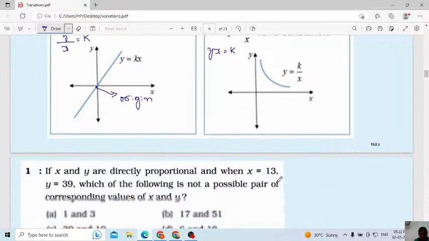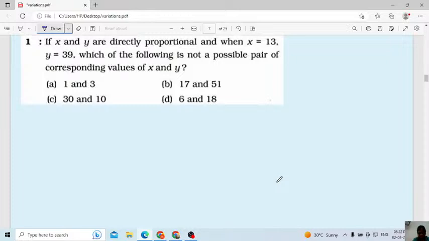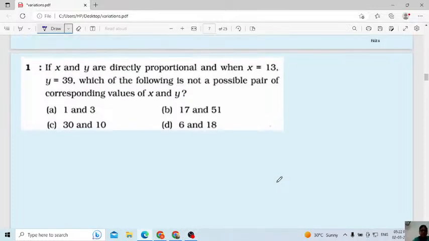Okay, let us solve the problems based on the variation. Up to here was only the theory part. Now I will solve a few questions based on the variation. Read the question, then try to solve. Easy questions, in variations you will get easy questions only. Understood everyone?